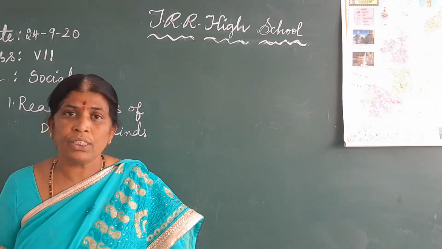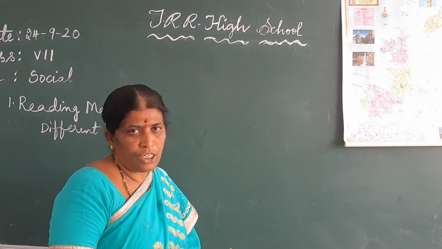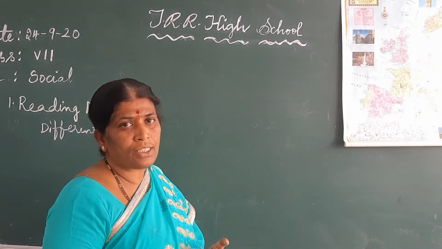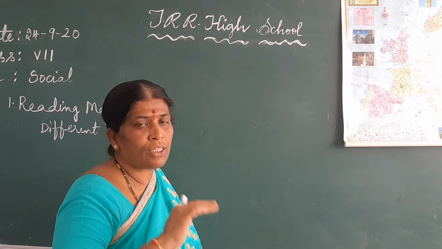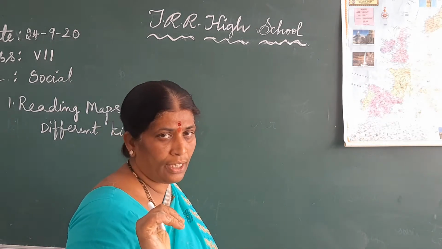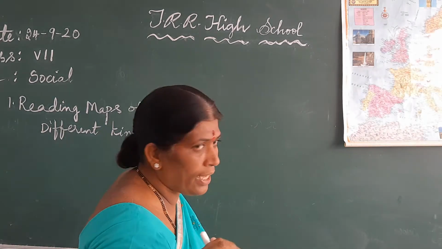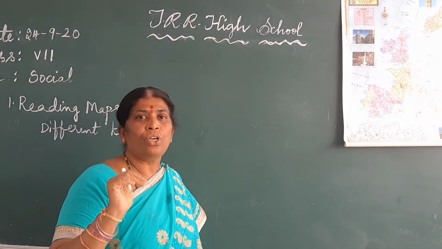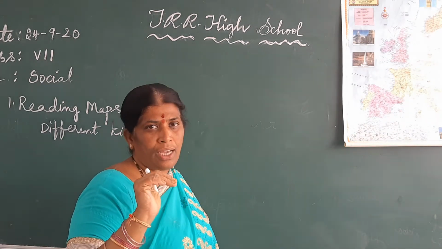Yes, next what we have seen? Contour lines. We have seen about the contour lines. Contour lines are lines joining places with equal height. Then we have seen uses of maps showing heights.